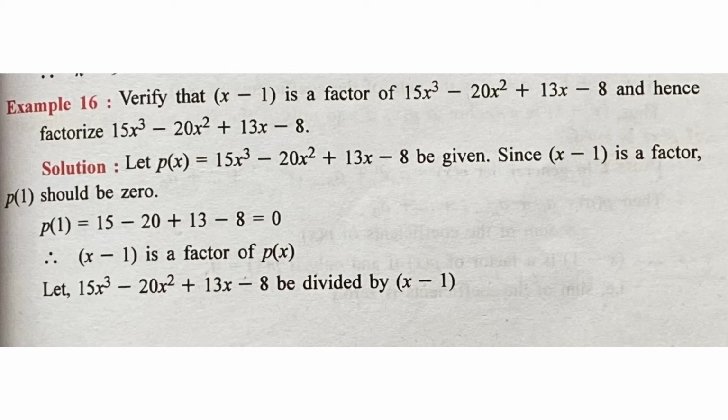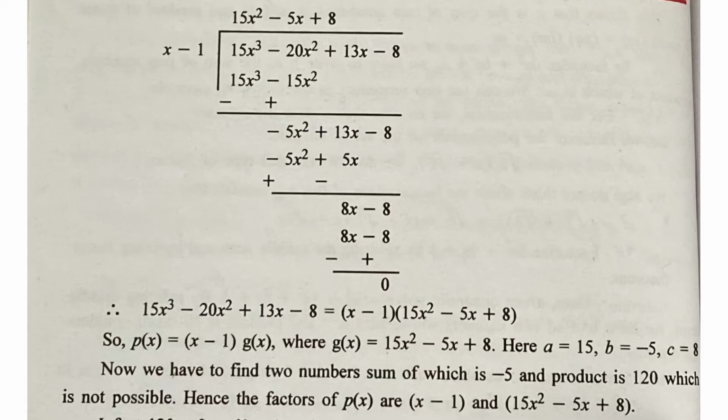So let us verify p of 1. P of 1 is equal to 15 into 1 cube minus 20 into 1 square plus 13 into 1 minus 8, which is equal to 0. So x minus 1 is a factor. Now let us factorize it by long division method. So divide 15x cube minus 20x square plus 13x minus 8 by x minus 1. Dividing 15x cube by x, we get 15x square. So the first term is 15x cube minus 15x square. On changing the signs, we get 15x cube minus 15x cube 0, minus 20x square plus 15x square is minus 5x square plus 13x minus 8.